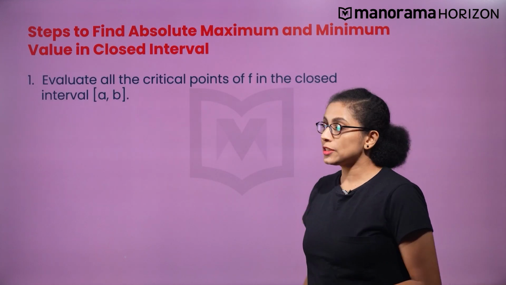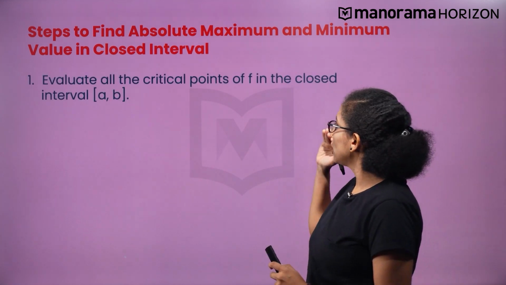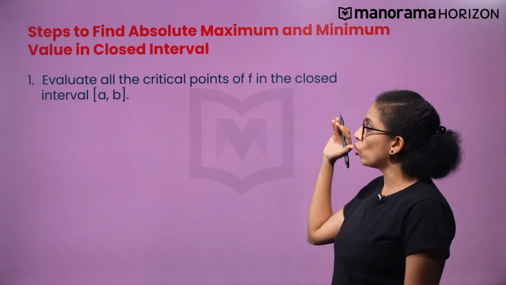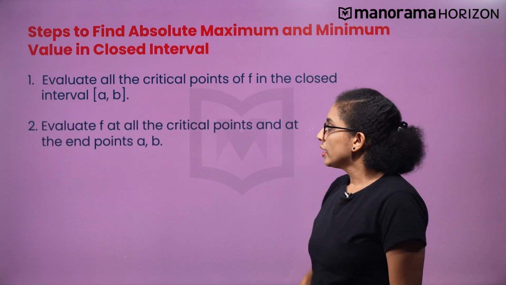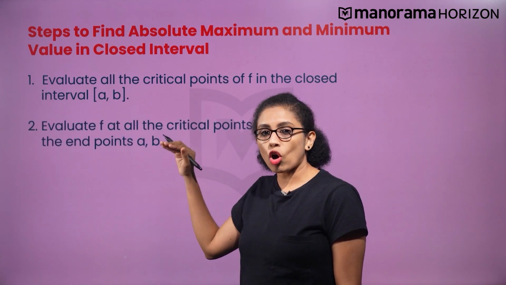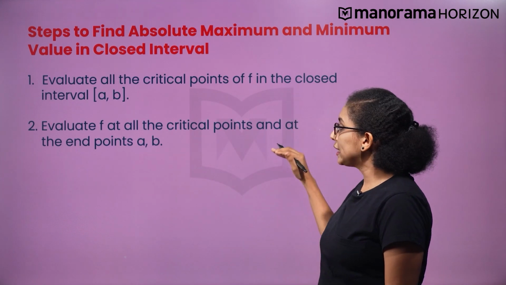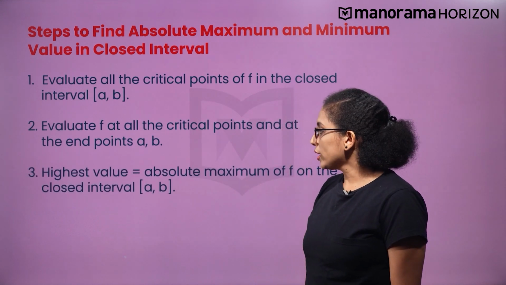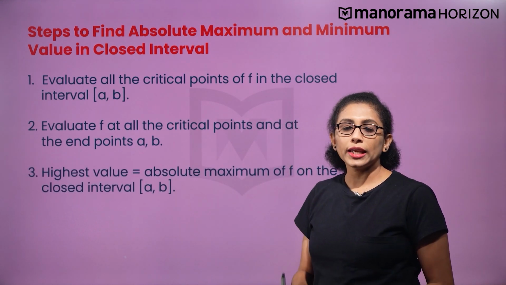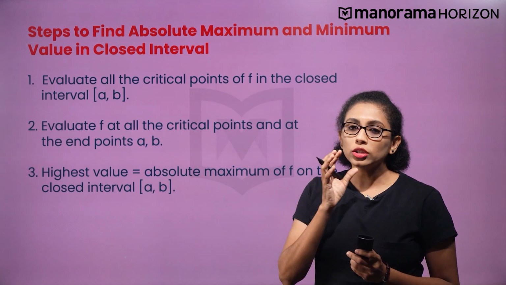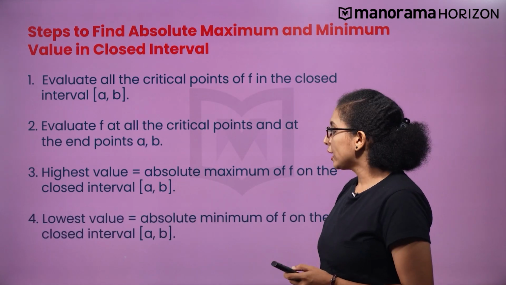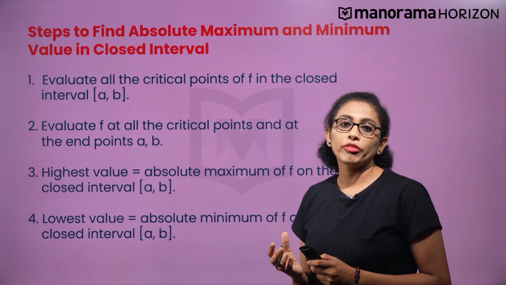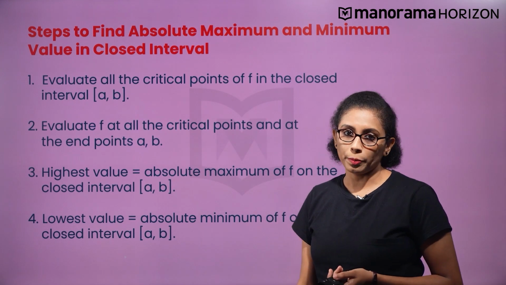So, the very first step is we have to evaluate all the critical points of f in the interval a to b. Remember, it's a closed interval. Second, evaluate f at all the critical points and at the end points, that is a and b. Third, the highest value will give you the absolute maximum of f on the closed interval a to b, and the lowest value achieved is the absolute minimum of f on the closed interval a to b.